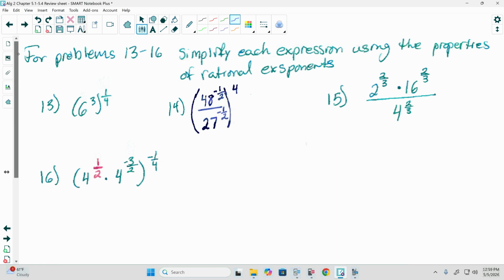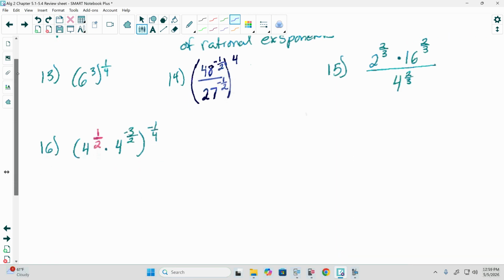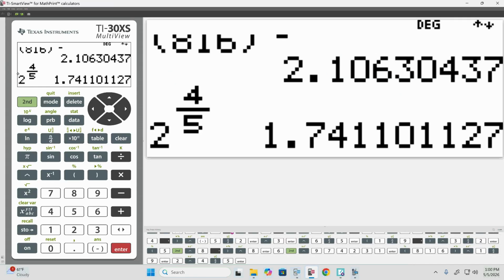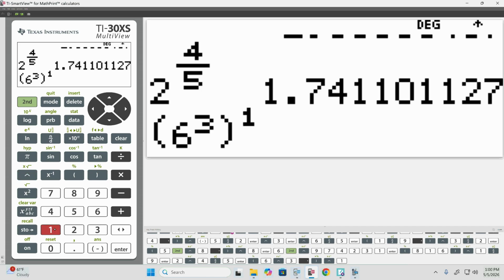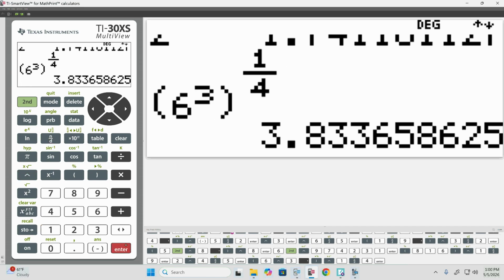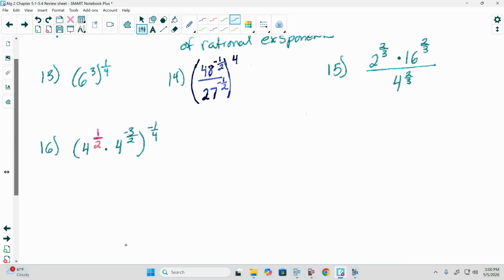(13 through 16), simplify each expression using the property of rational exponents. So again, 6 to the 3rd to the 1/4. We are given this irrational decimal, which tells me the calculator is not going to simplify it for us. We've got to simplify it ourselves.